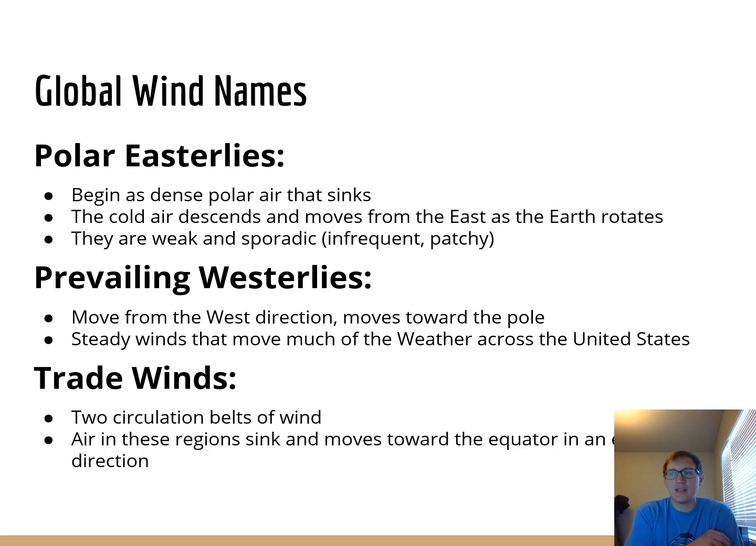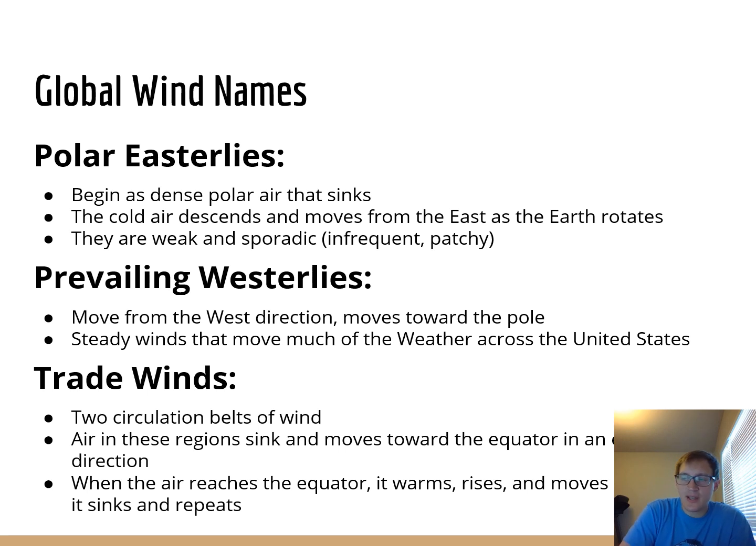Air in these regions sinks and moves toward the equator in an easterly direction. So again, these are going to be going from east to west. When the air reaches the equator, it warms, rises, and moves back. We're going to talk about these things called Hadley cells in a second, where the warm air rises and then gets far enough from the equator into the atmosphere that it cools back down and comes back down, gets heated up by the equator again in this constant motion of air.